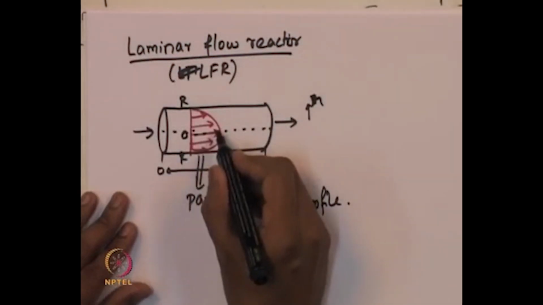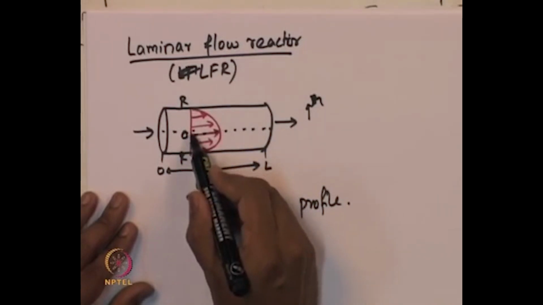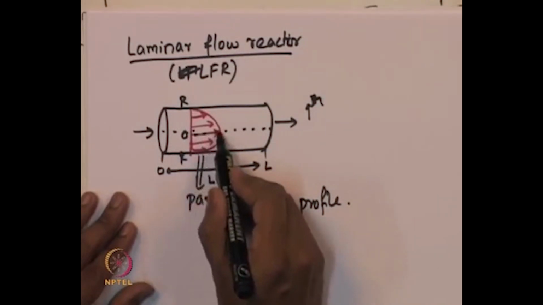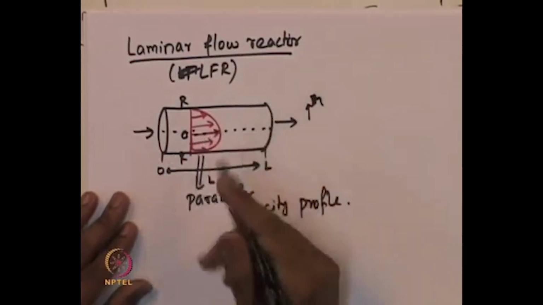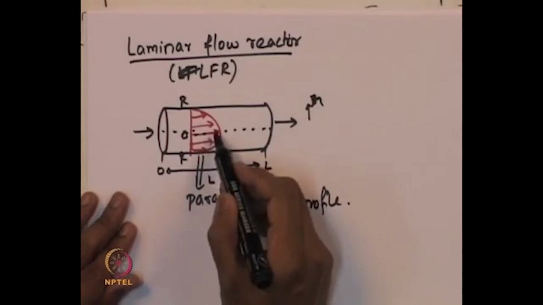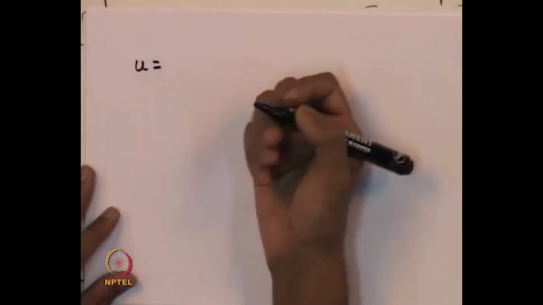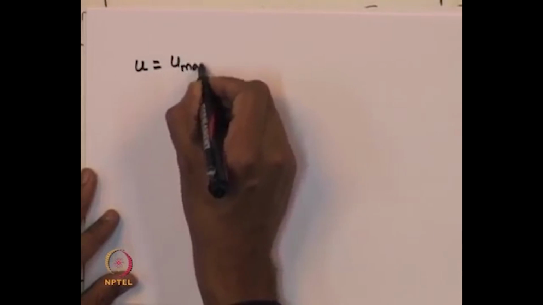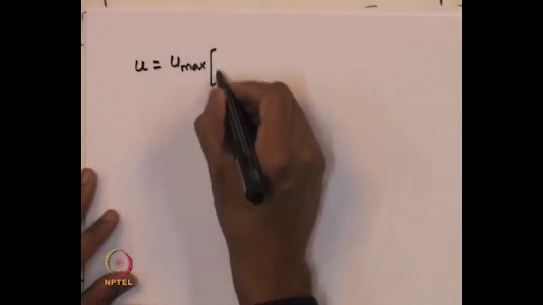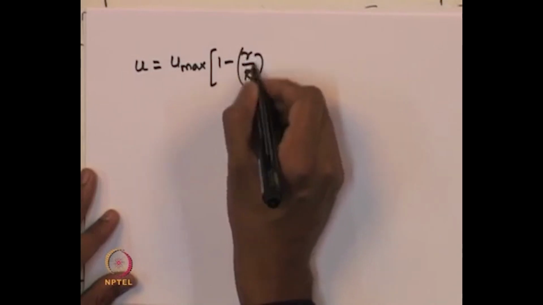Now, clearly this suggests that the fluid elements which are at the center will have the shortest residence time because they have the maximum velocity, and so they will leave the reactor much faster than the other fluid elements which are present in other radial locations other than 0. Therefore, the velocity profile u is given by u max, which is the maximum velocity at the center, multiplied by 1 minus r by R the whole square.